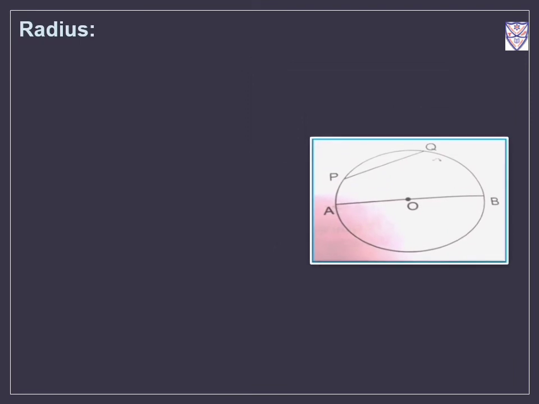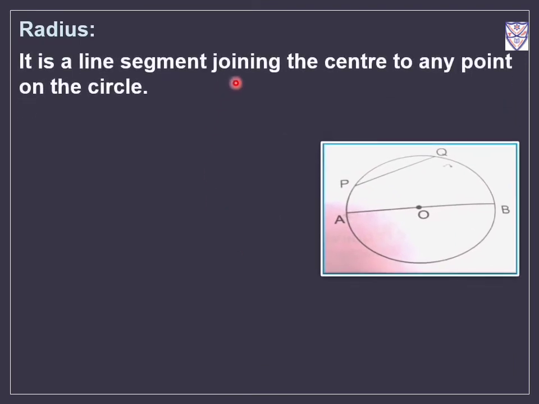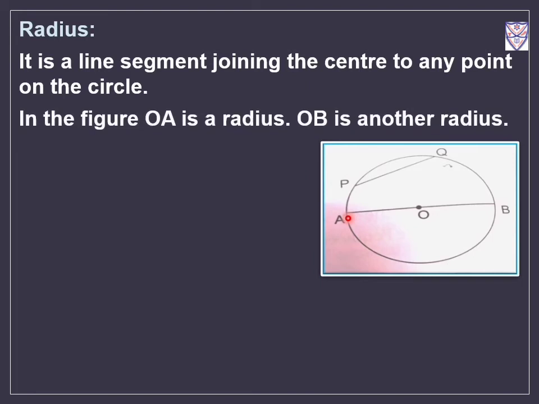Now next, radius. What is radius? It is a line segment joining the center to any point on the circle. Means here A and O. O is the center of the circle and A is a point on the circle. So here AO is a radius. We can write AO or OA. OA is a radius and OB is another radius.